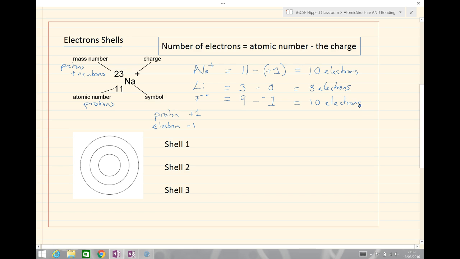How are they arranged? Well, we look here, we've got our model of the atom. We've got the nucleus, which is very small and in the center there. Just label that. We then have the electrons going around the outside. We're only going to worry about the maximum number of electrons in the first 3 shells.